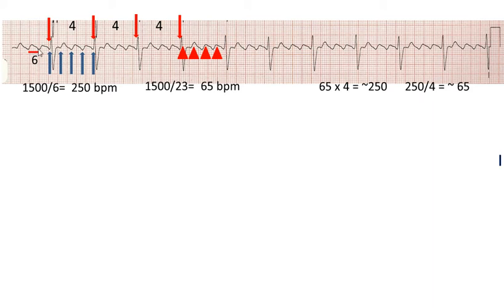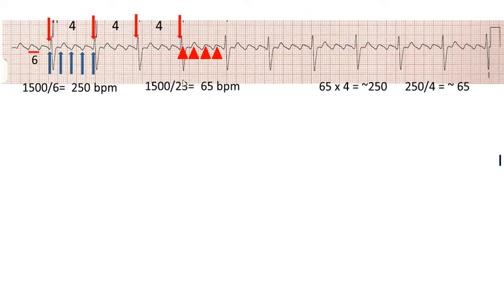That is an acceptable range for atrial flutter, which runs between 250 and 350. 6 divided into 1500 will give us 250 beats per minute for the atria. When you look at the ventricles, you notice they're very regular. There are 23 little boxes between these QRSs, so the ventricular rate is approximately 65 beats a minute.